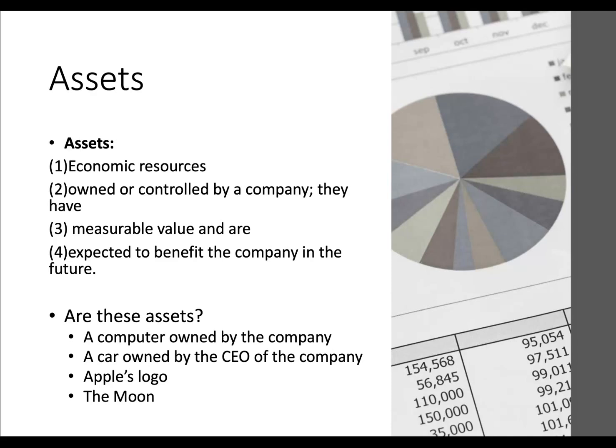Second, a car owned by the CEO of the company. Now you can see a car is an economic resource. A car has measurable value, and a car is expected to benefit the company in the future. However, this car is not owned by the company, so it's not an asset of the company. This may connect the dots with what we talked about with the separate entity assumption a few slides before. A car owned by the CEO is not a car owned by the company, so under the separate entity assumption, this is not an asset for the company, but an asset for the CEO.